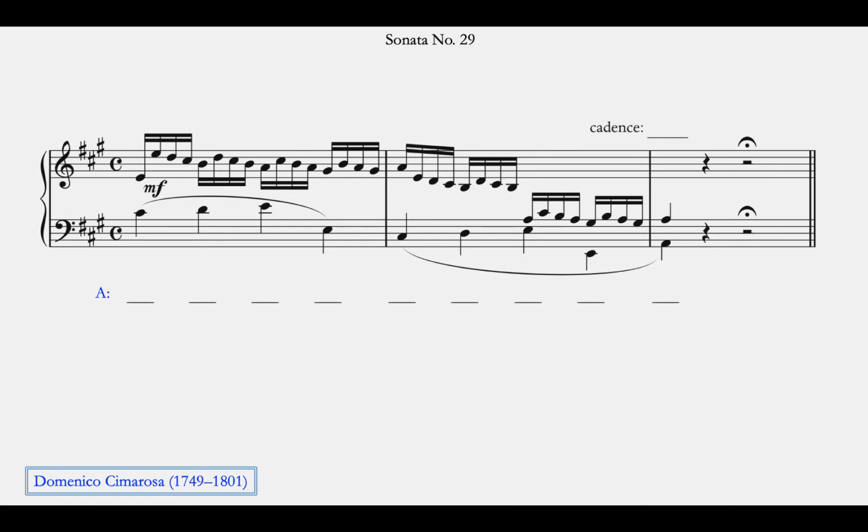Let's try this passage from a keyboard sonata by Domenico Cimarosa. I've put in blanks here to show that we should be putting a new harmony for every quarter note beat. One clue. Let's pay close attention to the bass line. How is the bass line giving us a signal for where we should hear the different harmonic functions, and how can that help us to fill in the analysis?